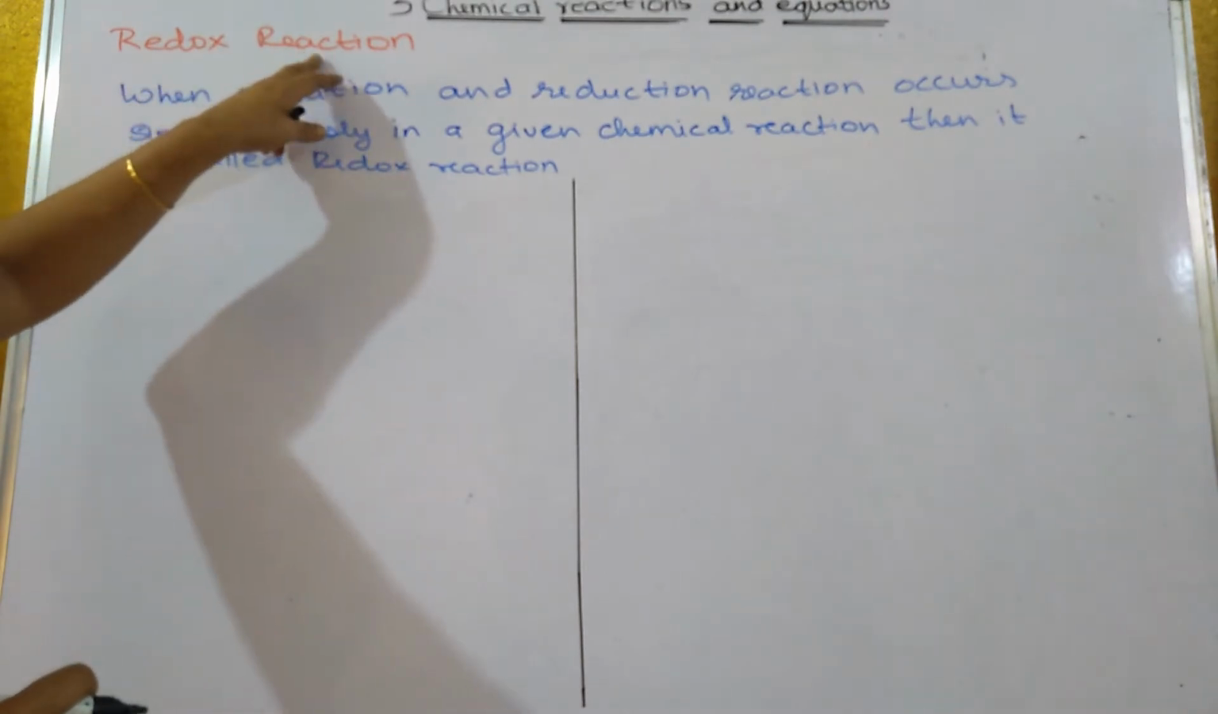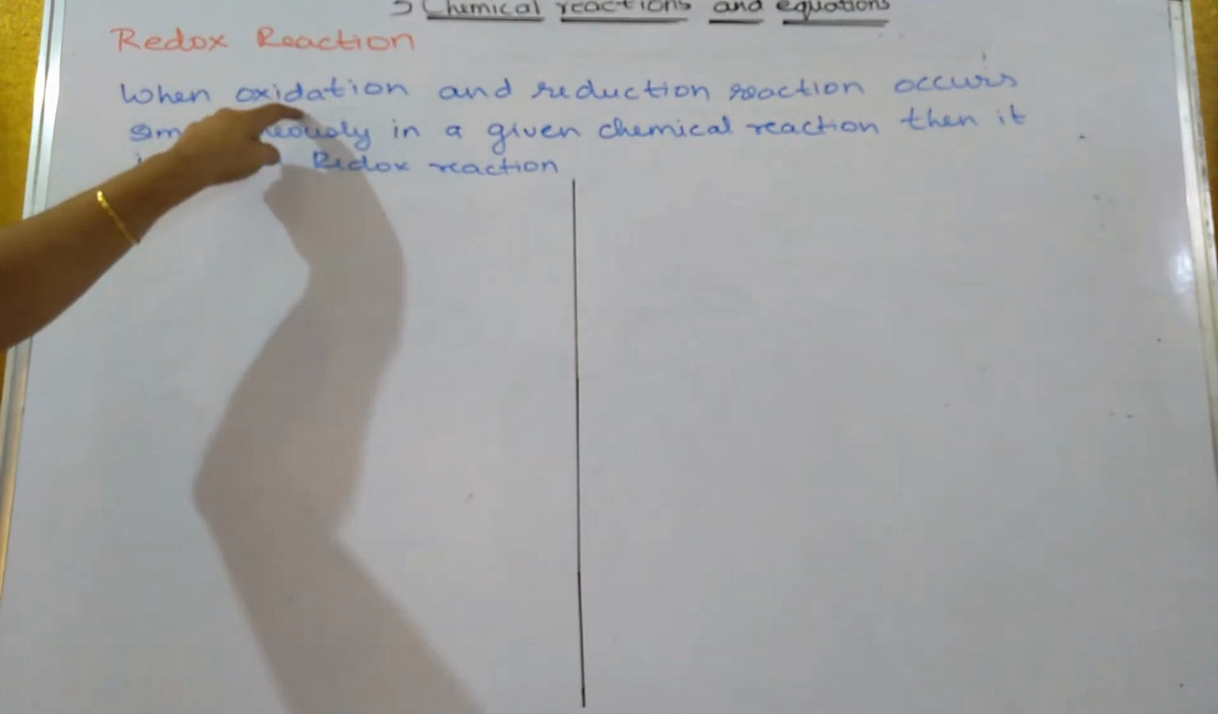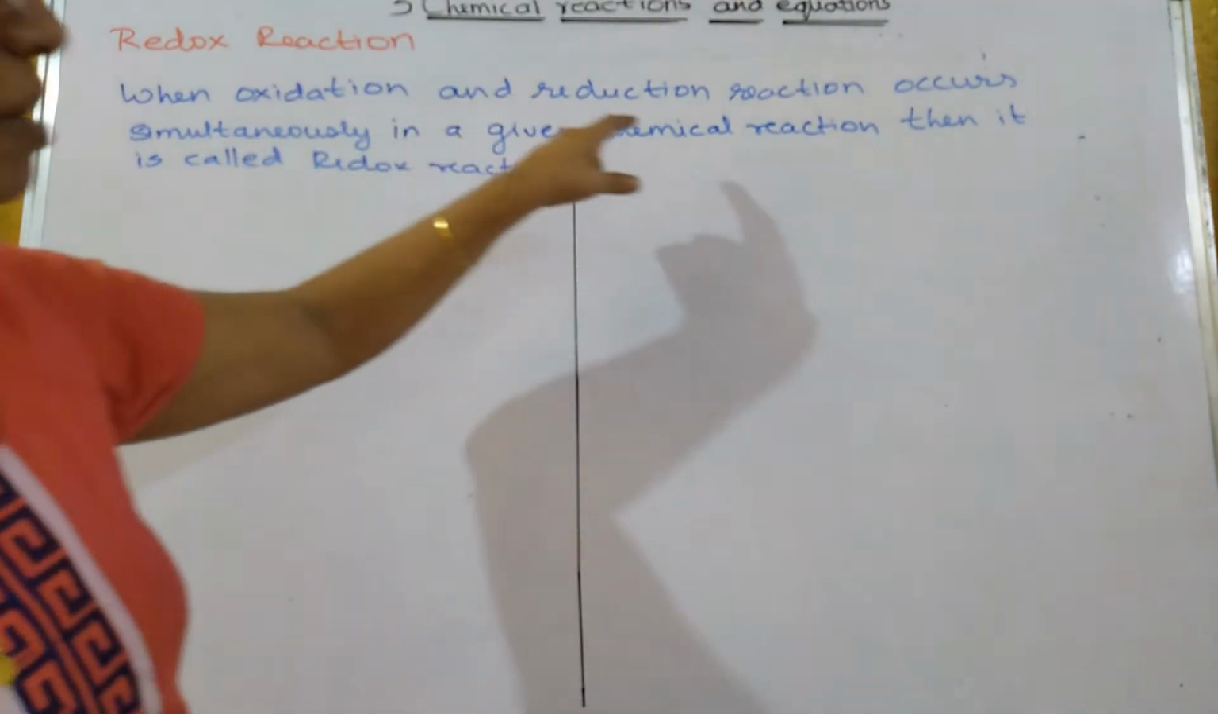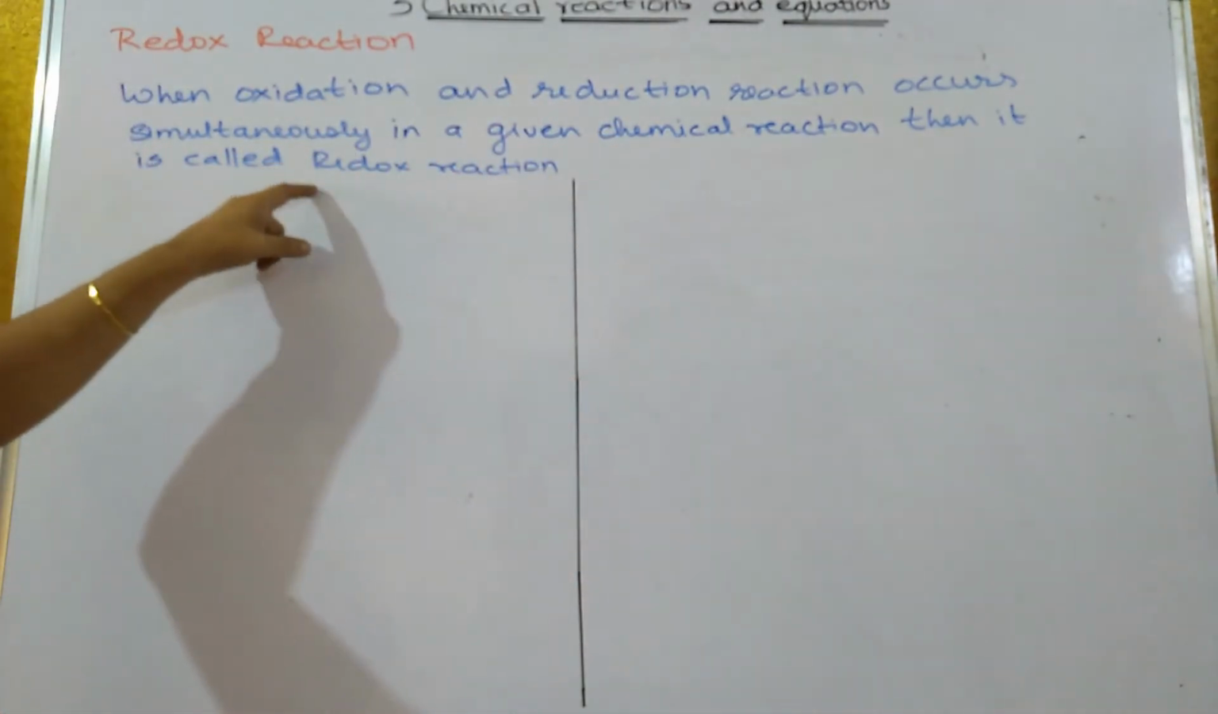Now, redox reaction. What is a redox reaction? When oxidation and reduction both occur simultaneously in a given chemical reaction, then it is called a redox reaction.